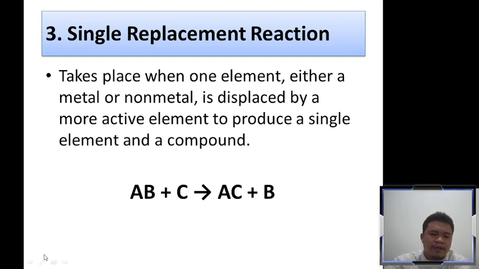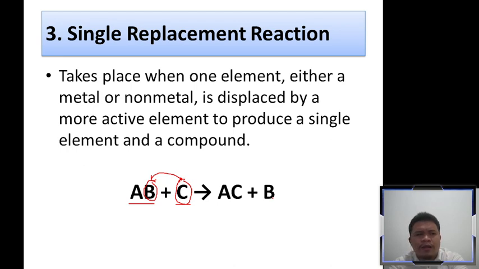So take a look at this representation. As you can see, AB is a compound and C is an element. And if C, let's say for example, is more active than B, then it has the capability to replace the element B in this compound AB. So when that happens, C replaces B, it becomes AC, and B is separated as a single element. So that is what a single replacement reaction is all about.